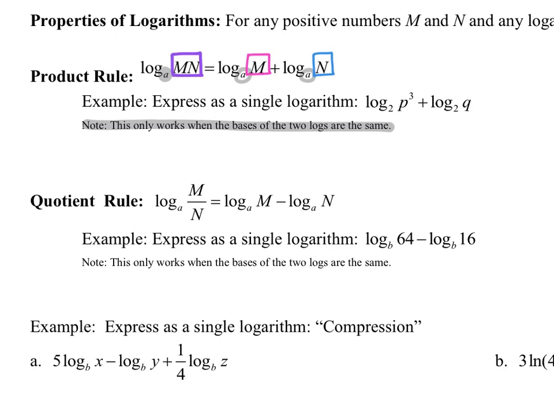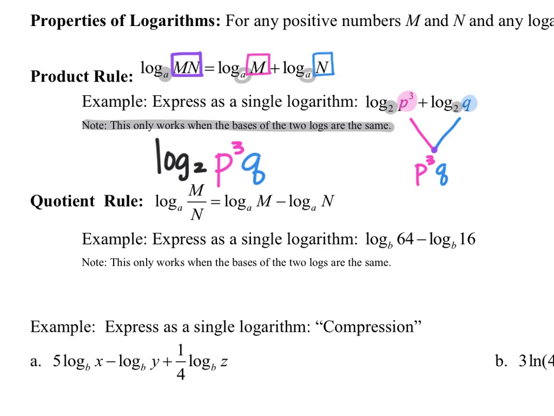In this product example, we have log base 2 of p cubed plus log base 2 of q. So we've got the same base, so we can condense this, and it's added, so we are going to rewrite this as the log of a product. So we're going to have log base 2 of p cubed q, or p cubed times q.